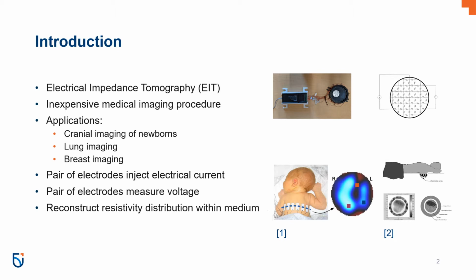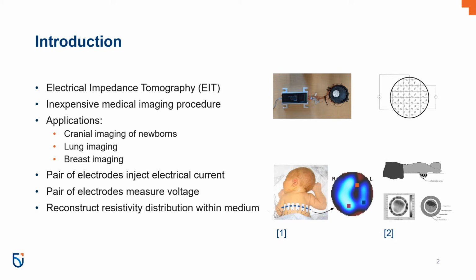The idea is to switch up the pattern so that you have different injection sites and measurement sites so that you can have enough voltage measurements that you can reconstruct the internal resistivity of the medium of interest. And the applications range from cranial imaging of newborn babies, lung imaging, or breast imaging for breast cancer.